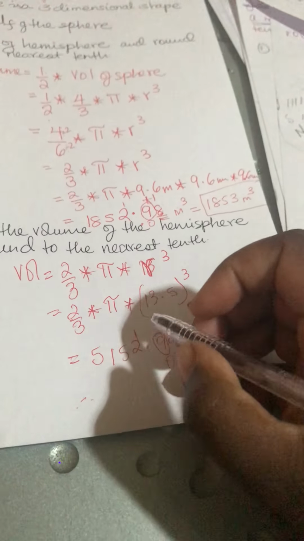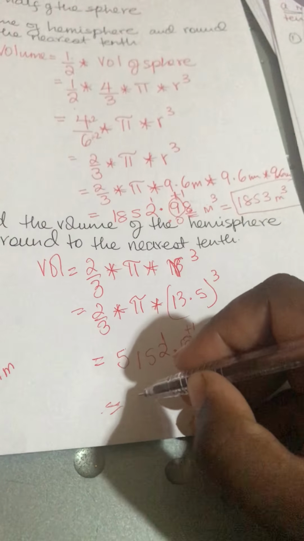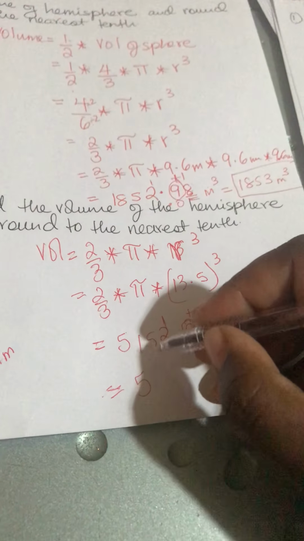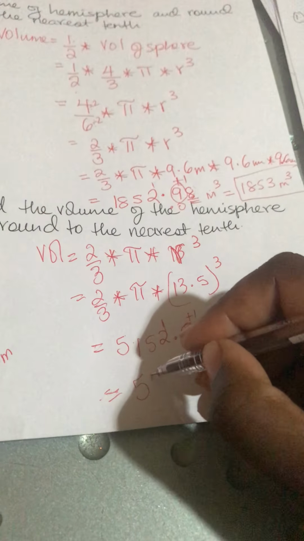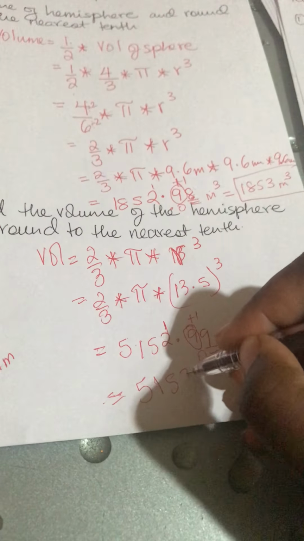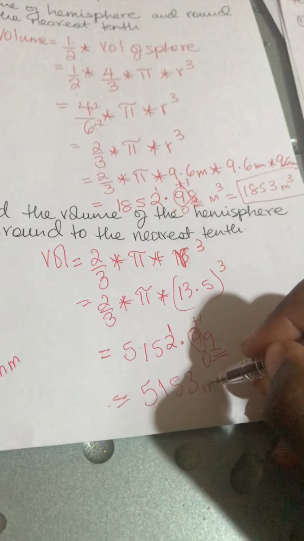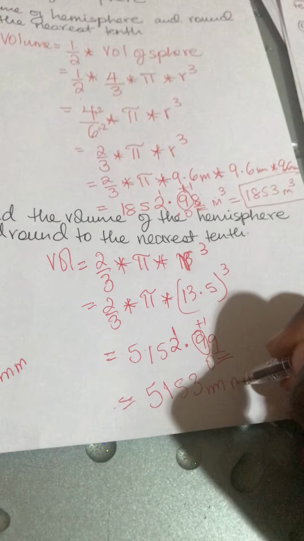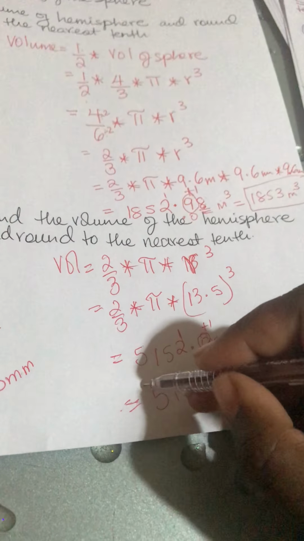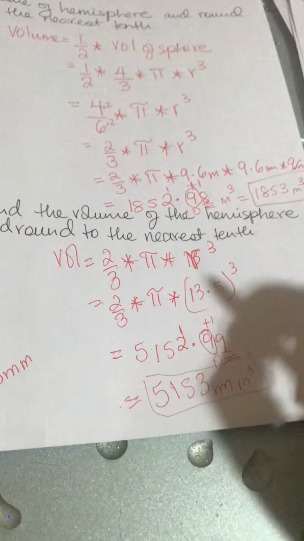Why is our answer almost the same as before? Similar. Not almost. No, it's not. This is 5,000. That's 1,000. So 5,153 millimeters cubed. And you box your answer.